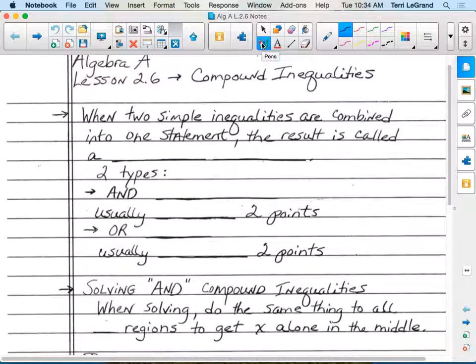So, first of all, let's decide what a compound inequality is before we learn how to solve and graph them. When we have two simple inequalities that are combined into one statement, we call it a compound inequality.